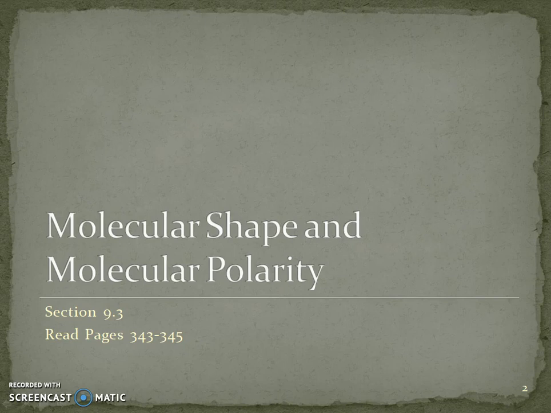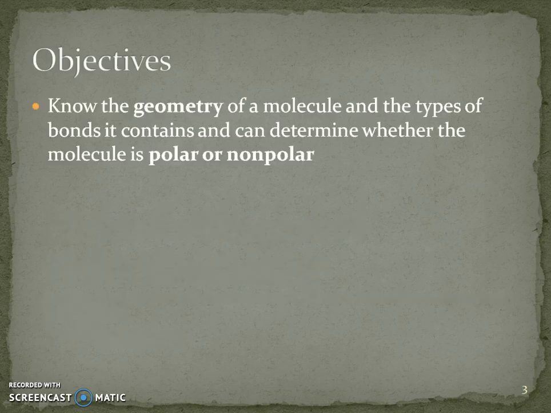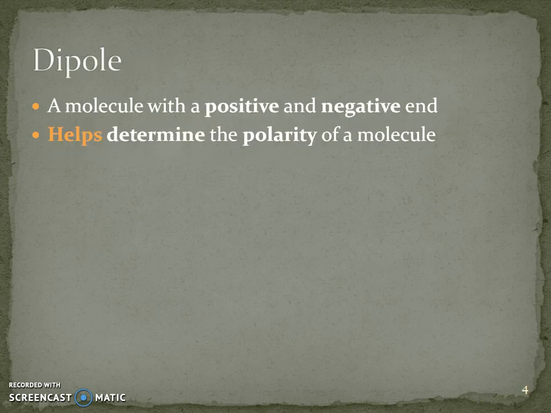This is Mrs. O'Neill for AP Chemistry, Chapter 9, Section 3, Molecular Shape and Molecular Polarity. Most of this stuff you already know. It's just a review, making sure you understand polarity and some exceptions to that polarity rule. So the objectives are to know the geometry of the molecule and, of course, to decide if it's polar or nonpolar according to the electronegativities of the elements bonded to the central atom.